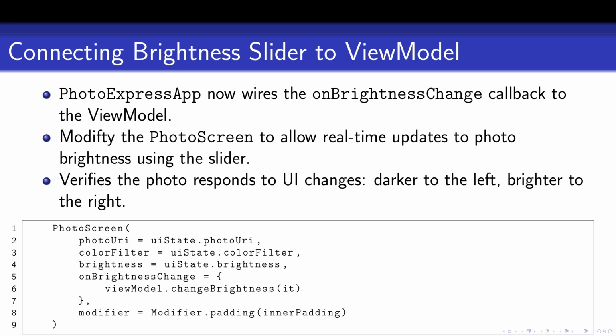The UI component photo screen connects this logic to the user interface. It displays the image using Coil's async image, passing in the current color filter from the view model. The slider's onValueChange callback is wired directly to change brightness. This allows the image to update in real time as the user moves the slider left or right.